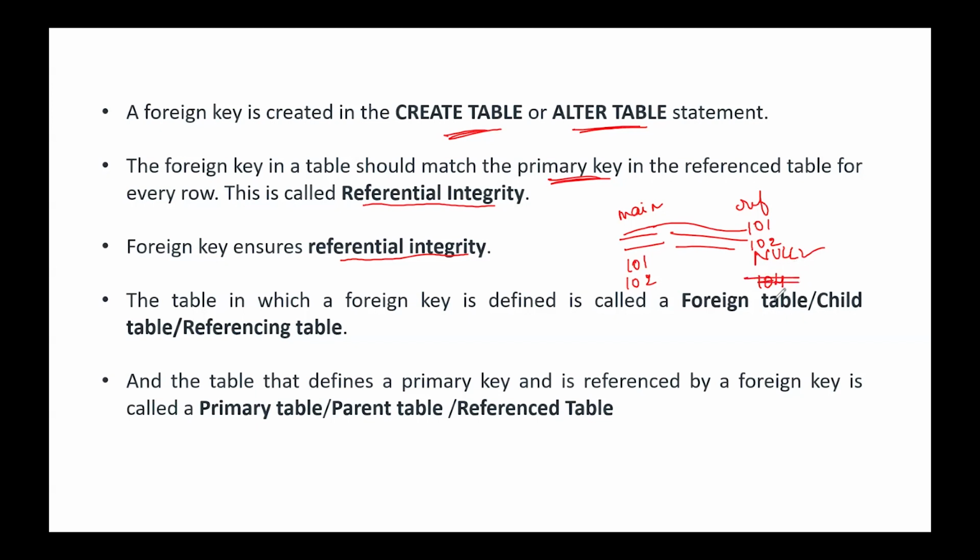Okay, this is forbidden. The table in which a foreign key is defined is called a foreign table, a child table, or a referencing table. So in the previous example, the course table, whichever was referring, is called a foreign table, a child table, or a referencing table. And the one which was being referred to, which was the student table, is called a primary table, a parent table, or a referenced table. Okay, I hope you understand the difference between these.